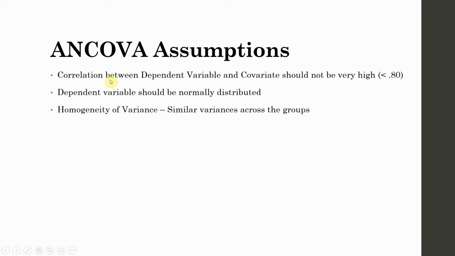First, we will have to look into the correlation between dependent variable and covariate, and that it should not be very high, that it should be less than 0.80. The dependent variable should be normally distributed and there should be homogeneity of variance, that is similar variances across the groups. Now we will go on and check these assumptions.